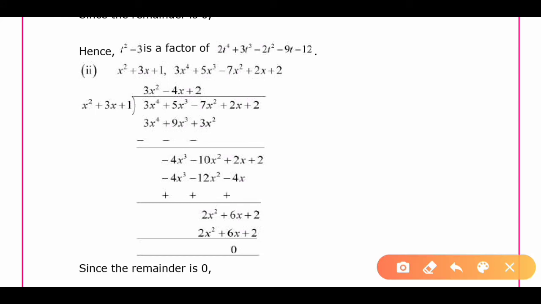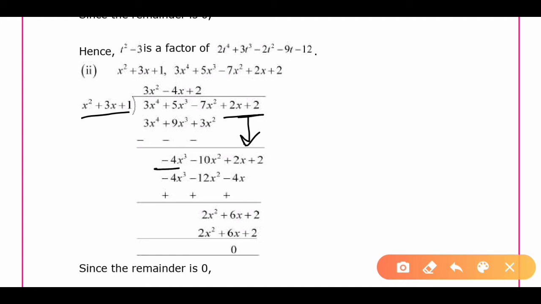Next one, 3x square is negative and this one is also negative. So negative will be positive. So we'll get minus 10x square. And the remaining term is 2x plus 2. We'll replace it as it is. Clear? Again, we will perform the division operation.